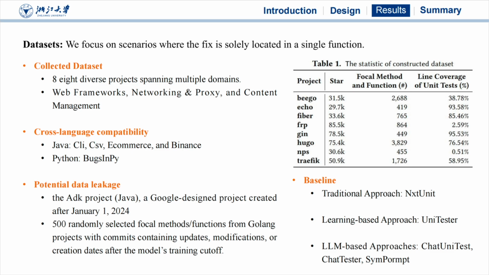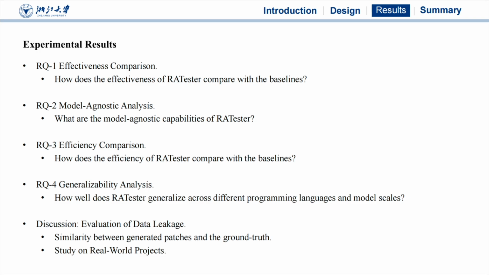As for data leakage, we use the ADK project, a Google-designed project created after January 1, 2024, and we also randomly selected 500 focal methods from Golang projects with commits containing updates, modifications, or creation dates after the model's training cutoff. To investigate the effectiveness and efficiency of RATester, we focus on 4 research questions and 1 discussion.